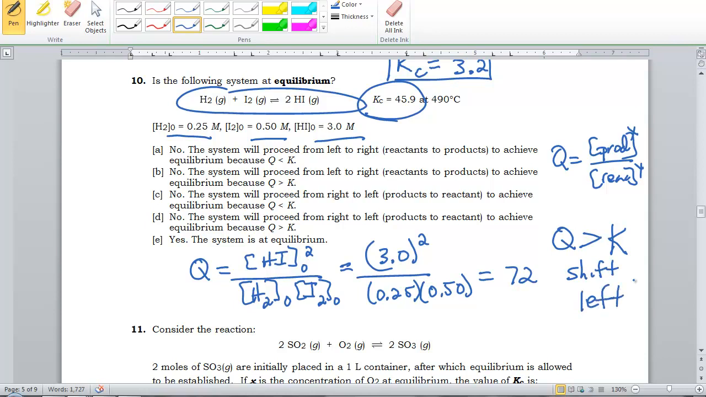All right, so the system is not at equilibrium. E is out from the beginning. Q would have to equal K for that to be the case. So we're not at equilibrium. Q is greater than K, so it's either B or D, and it's actually D in this case because right to left, products to reactants. It's not going to go from left to right, reactants to products. Okay? There you go. Compare Q to K, figure out which way we are going to shift.